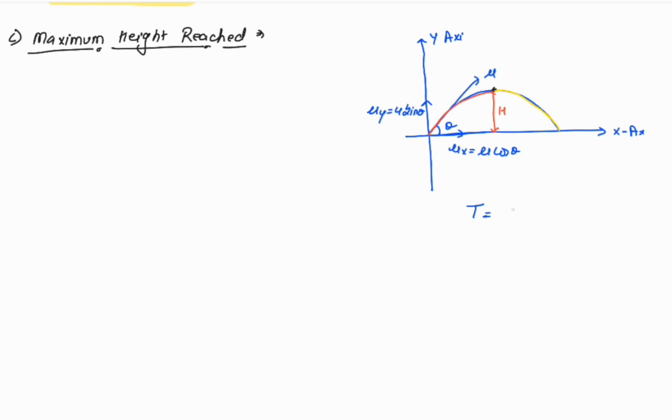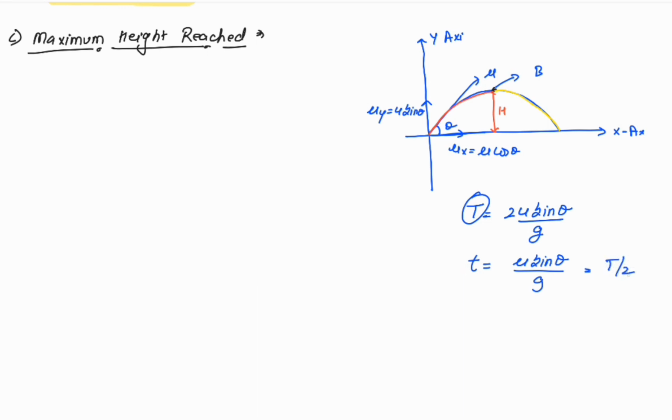It is 2u sin theta divided by g. We have calculated this in the first equation. This is the time for which the projectile was in air. What is the time to cover half of the journey? Or you can say, suppose this is the point B. What is the time at which the projectile was at point B? It is u sin theta divided by g, half of this time.